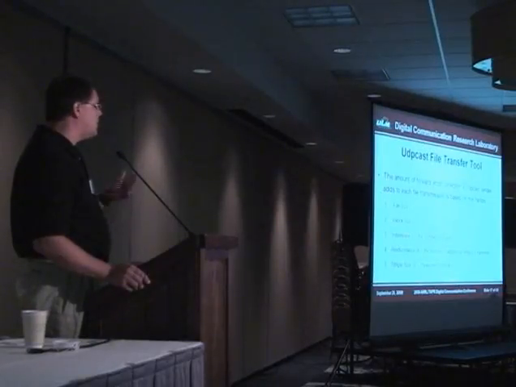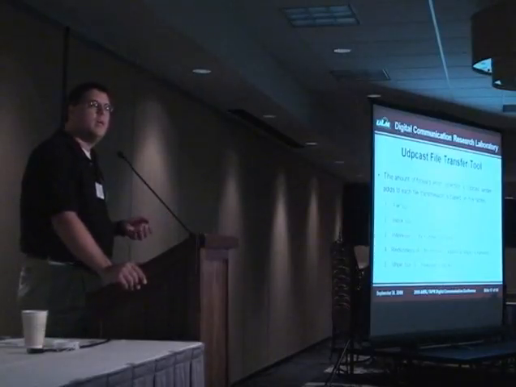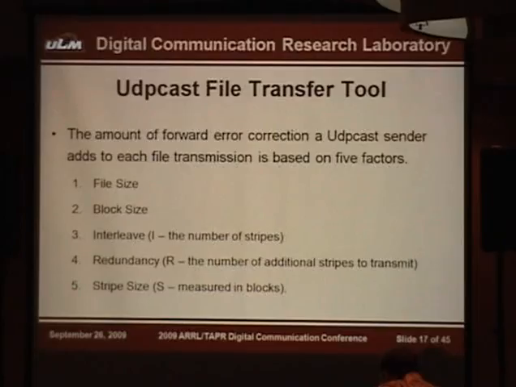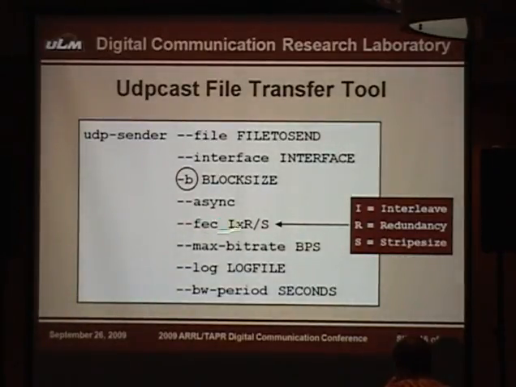The FEC that you add based on UDP-Cast is based on the file size, the block size, and three other variables defined within UDP-Cast: interleave, redundancy, and stripe size. I always just call them IRS, which maybe is not a good connotation, but that's how I remember it, and that's actually how they're defined. In fact, if you go back, there it is. This is the standard way of defining FEC. It's the I component, which is the interleave. The IRS: the interleave, the redundancy, and the stripe size.